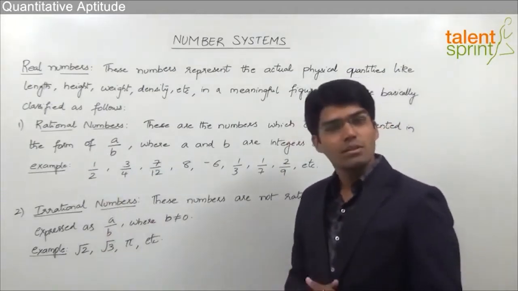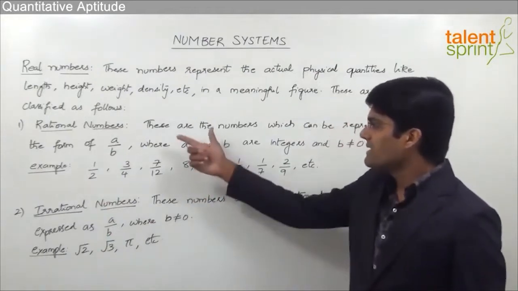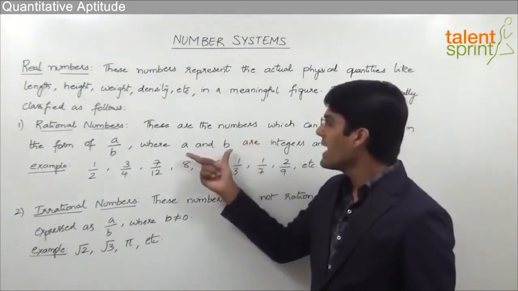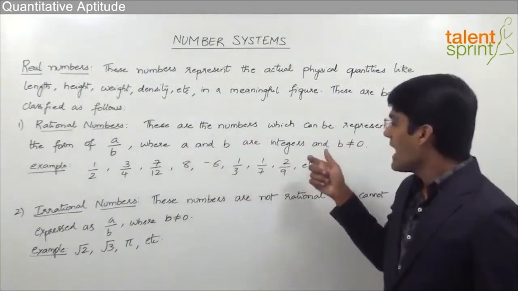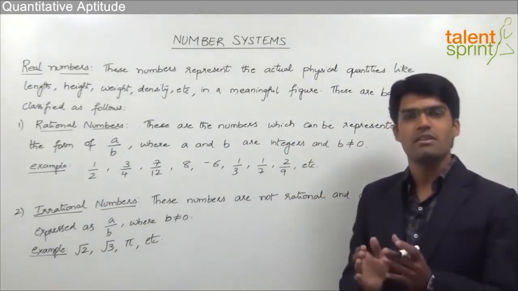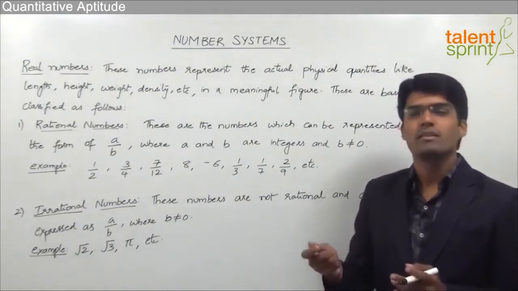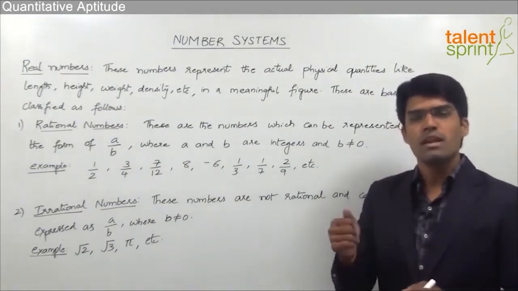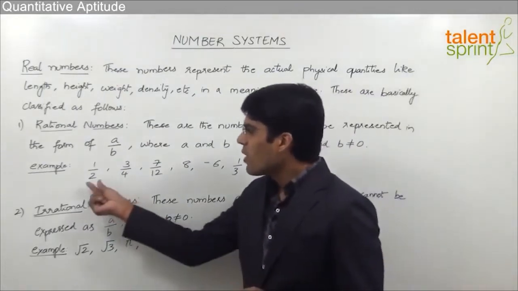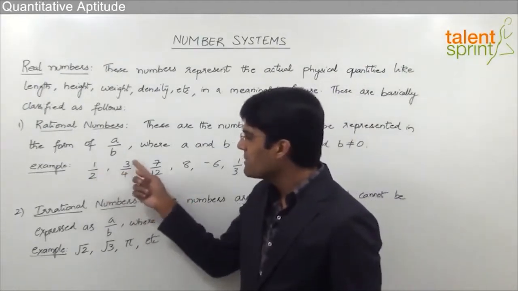Now rational numbers are those numbers which can be represented in the form of A by B. As you can see here, these are the numbers which can be represented in the form of A by B, where A and B are integers and B should not be equal to 0. So as we can understand from this definition, rational numbers can be expressed in the form of a fraction, that is A by B, where the denominator B should not be equal to 0 and A and B have to be integers. Now some examples of rational numbers here are 1 by 2, 3 by 4, 7 by 12. As you can see, these are all in the form of A by B.